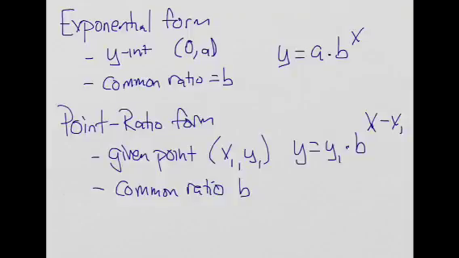In this video, I'm just going to do a few examples of writing exponential equations using our two forms. Our exponential form, again, is if I'm given the y-intercept, the starting value, the u sub 0. The point ratio form is if I'm just given 1 point from the function and I know the common ratio. Both cases, I need to start off, I need the common ratio. So let's give this a try.